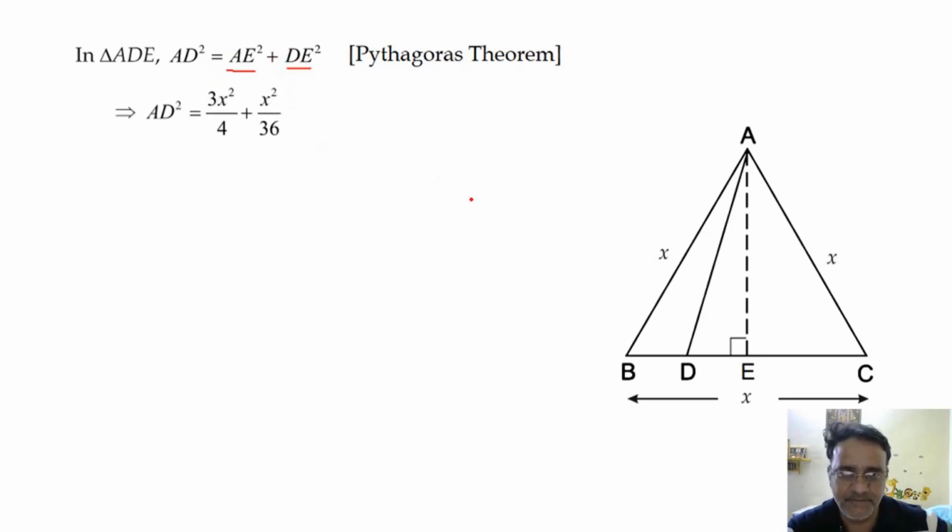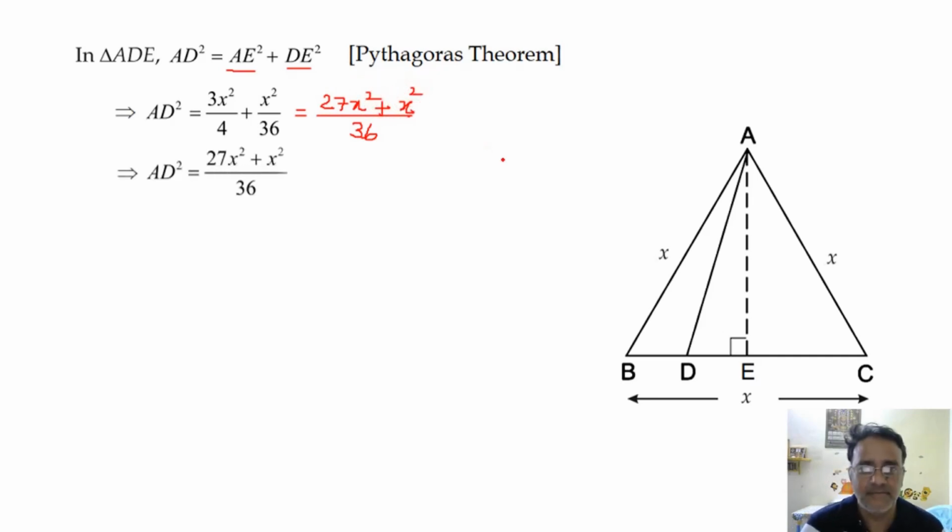We'll substitute. So root 3x by 2 whole square will become 3x square by 4, and x by 6 whole square will become x square upon 36. Now if you take LCM, you will get 36. Here we multiply by 9, 27, plus x square. This LCM is clear to all of you? Yes, sir. 28x square upon 36.